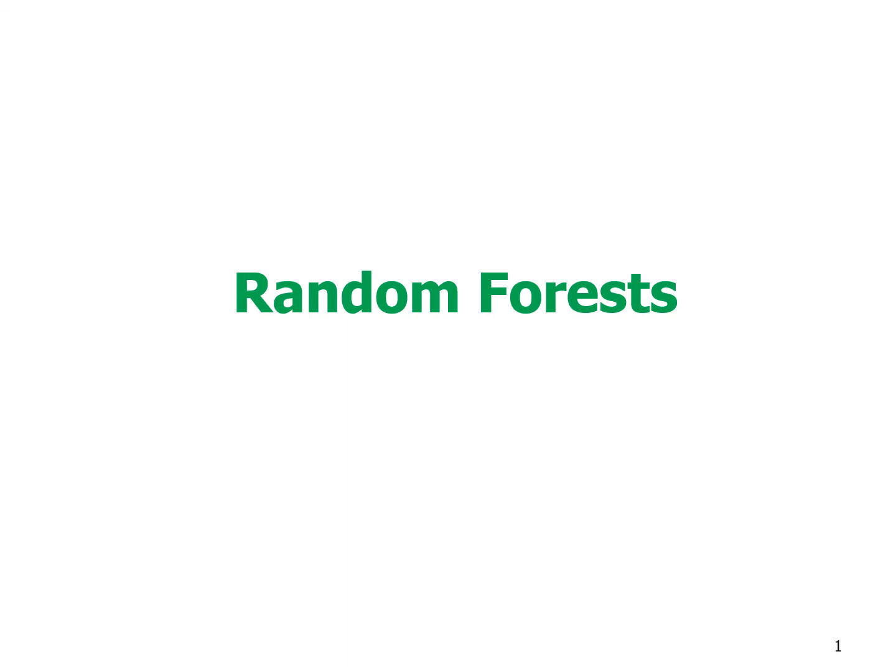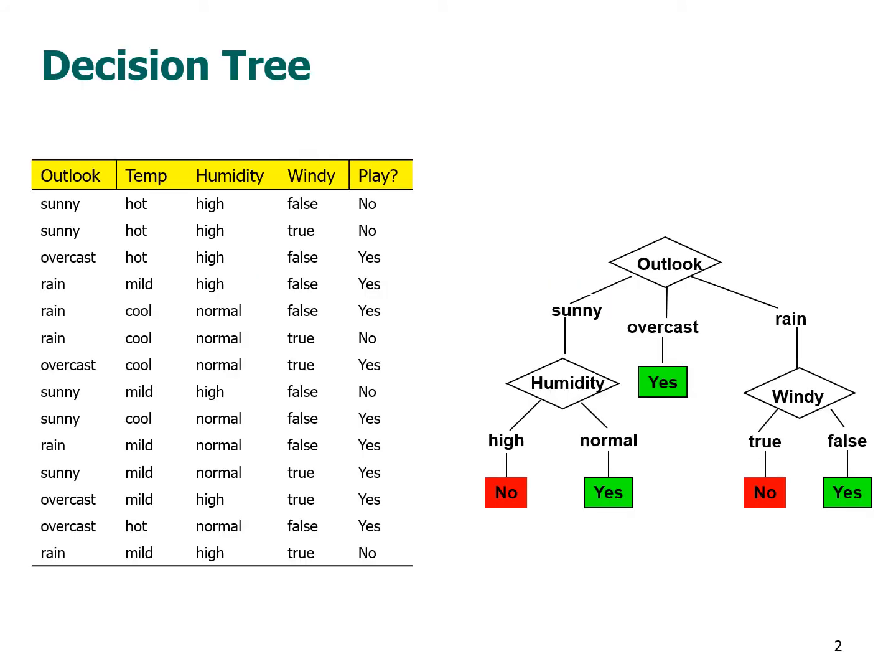Another famous ensemble method is random forest. An ensemble method in general consists of multiple weak classifiers, and in random forest we use decision tree as the weak classifier. And this slide shows what the decision tree looks like.